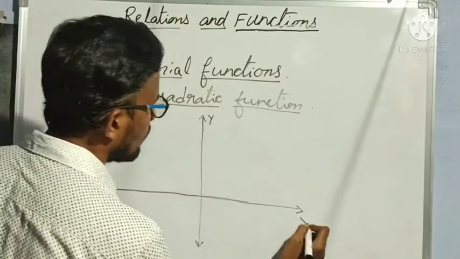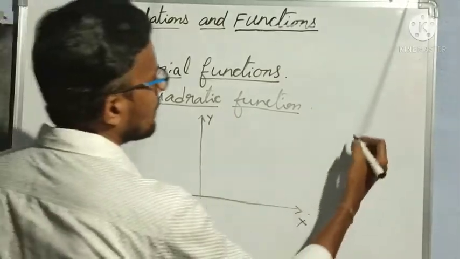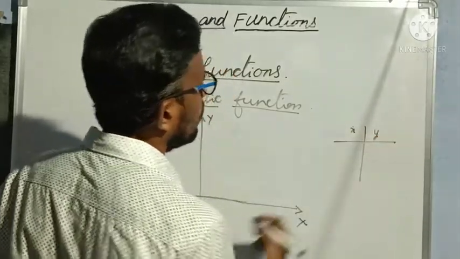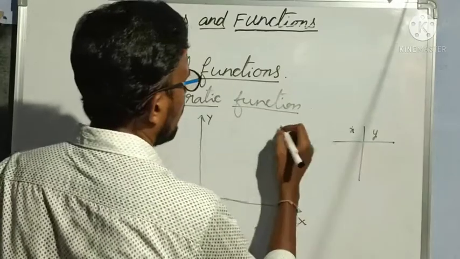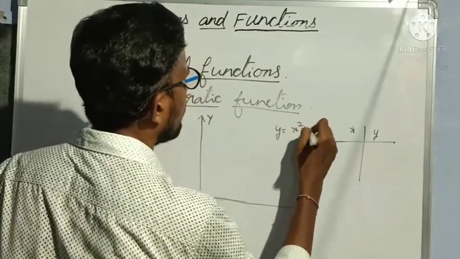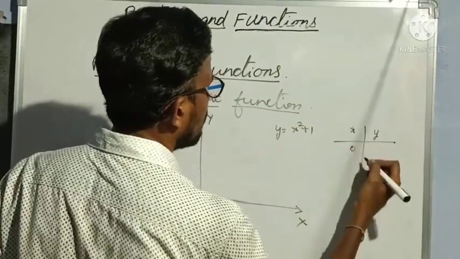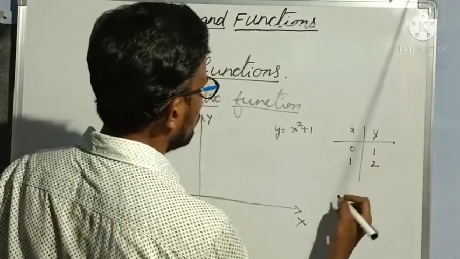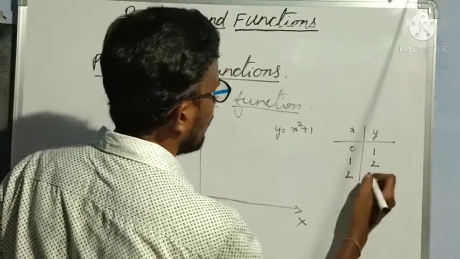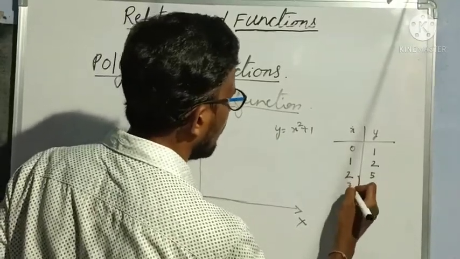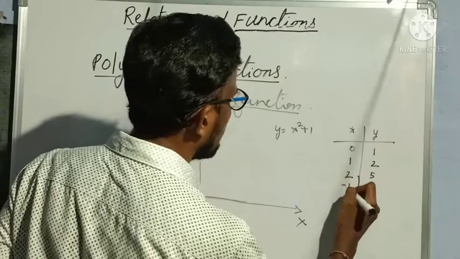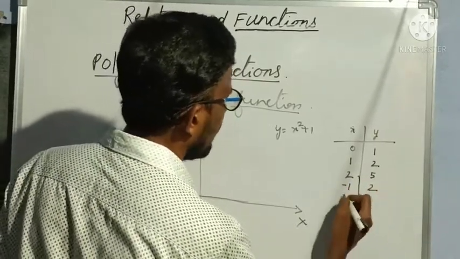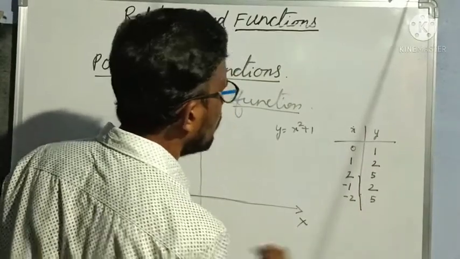So this is y axis, this is x axis. Now let us take the values of x and y and plot the graph. Already I said, y is equal to x square plus 1. If I take x value as 0, then y value is 1. If I take x value as 1, then y value is 2. If I take x value as 2, then y value is 5. If I take x value as 3, no need. So we will take negative numbers now. Minus 1, then y value is 2. If I take x value as minus 2, then y value is here also 5.